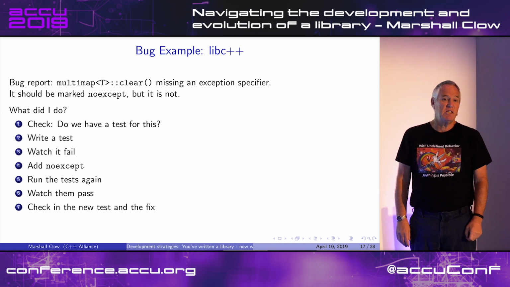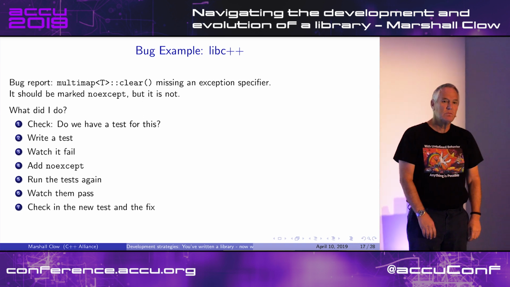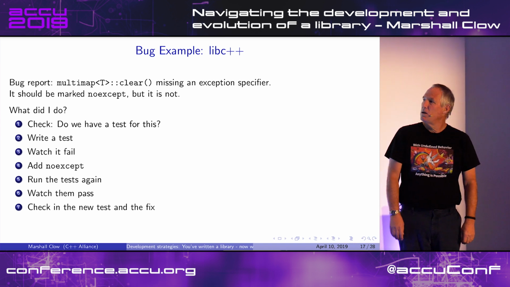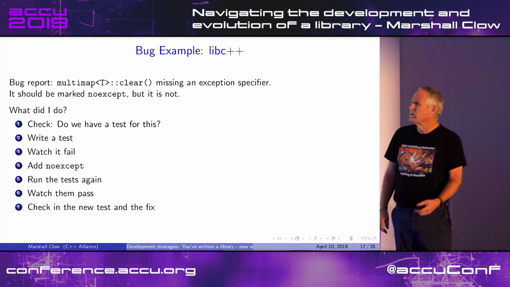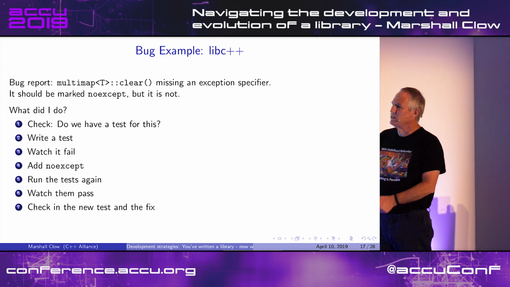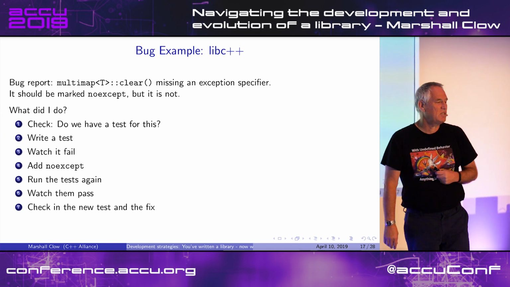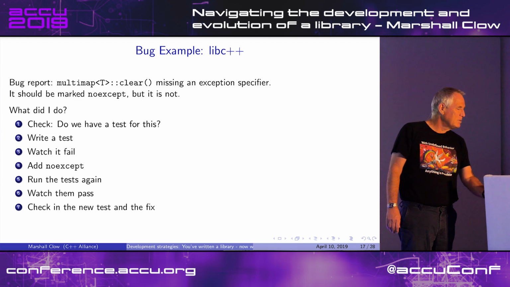This is straight out of the TDD playbook, right? What did I do? Do we have a test for this? No, we don't have a test for this. Why don't we have a test for this? I don't know. Write a test. Watch it fail. Hey, okay, I wrote the test correctly. Add noexcept. Run the test again. Watch it pass. Hooray! Check in the new test and the fix. Straight out of the TDD playbook.